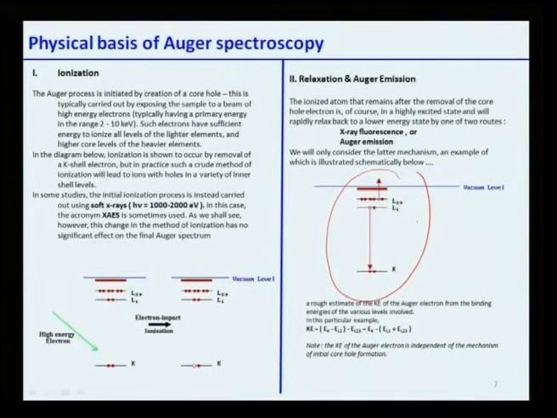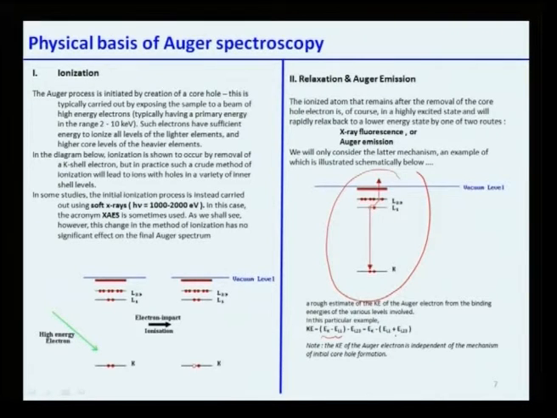Therefore a rough estimate of the kinetic energy of this Auger electron can be made by knowing the binding energies of the various levels. So the kinetic energy is basically EK minus EL1, that is the jump, minus EL23. This was the energy released, and then this is the binding energy of the electron in the L23 shell. So basically EK minus EL1 minus EL23.